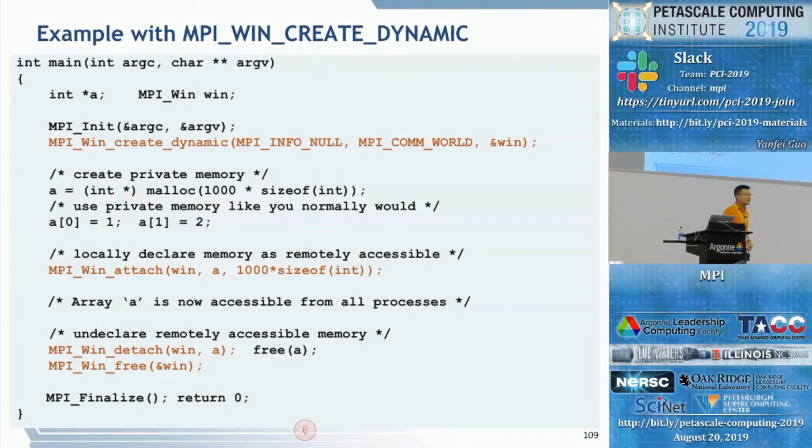Well, actually, I'm not saying that you should always use RMA. Whether to use RMA, whether to expose this window, depends on how your algorithm fits in this one-sided model, or maybe it fits better in the two-sided model.